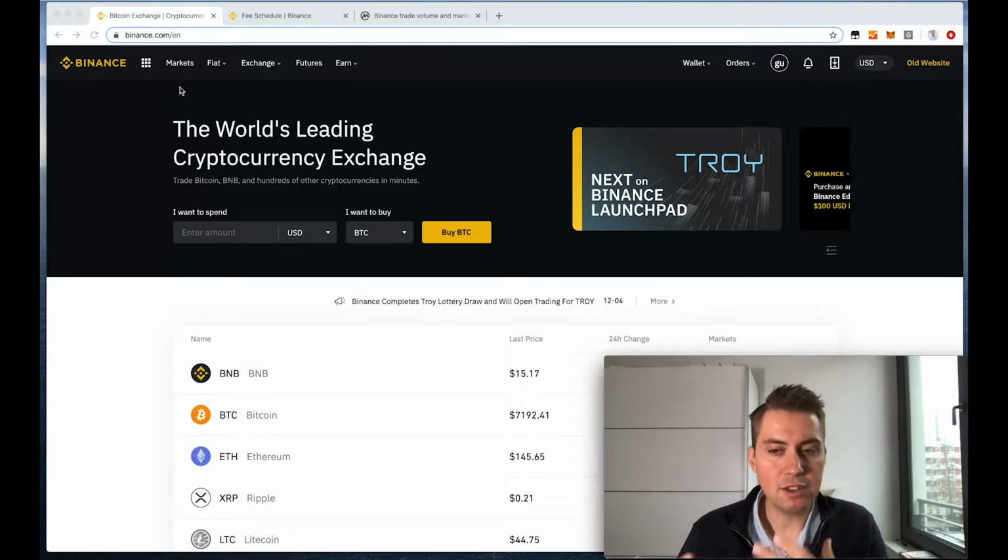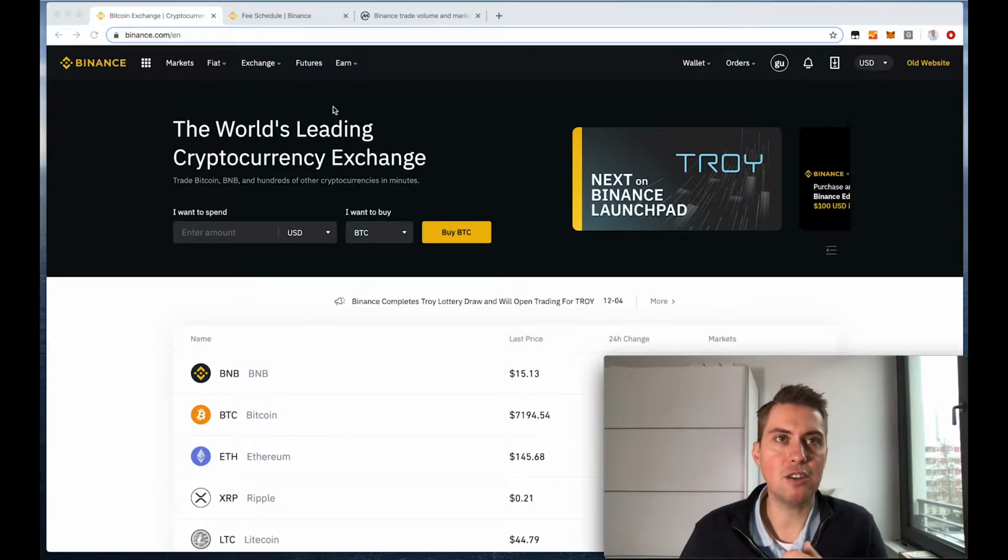And you can do a verification and a KYC, know your customer process, but that's only necessary if you want to withdraw more than 2 BTC per day. So if you want to trade a bit more than 2 BTC or withdraw a bit more than 2 BTC per day, you actually need to do the KYC process. But until then, there's no need to do anything except for signing up.